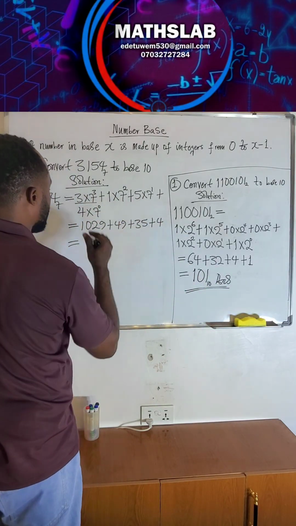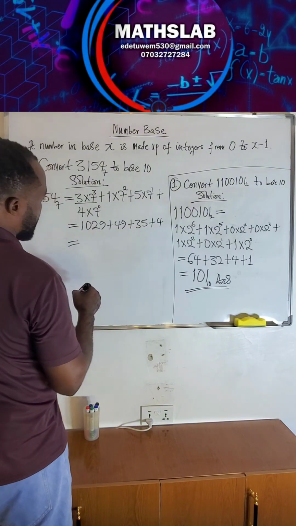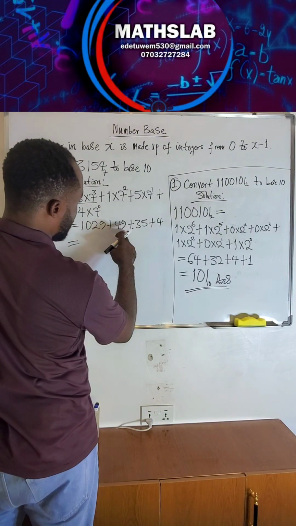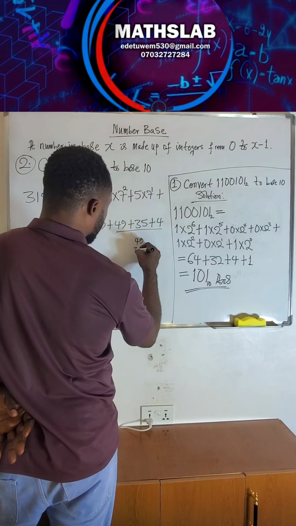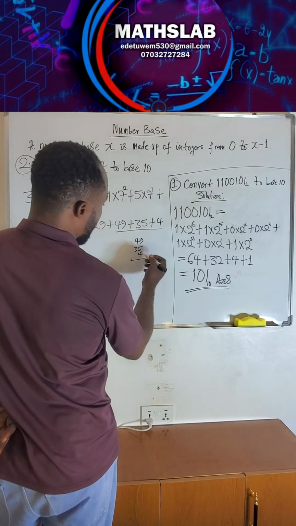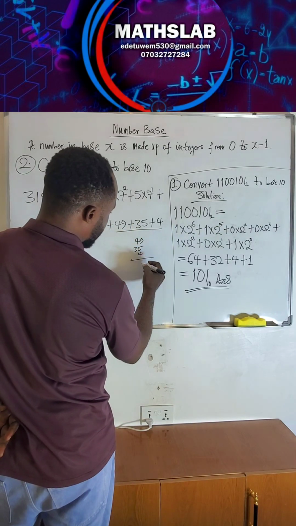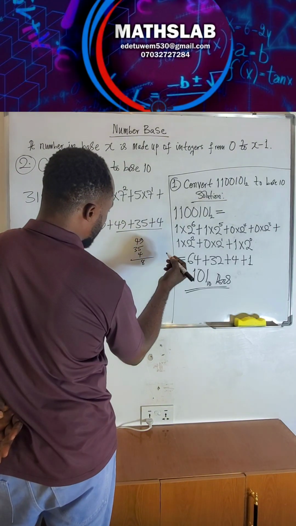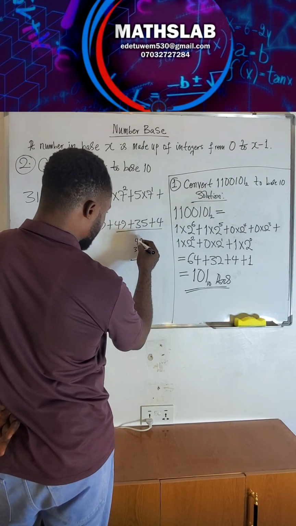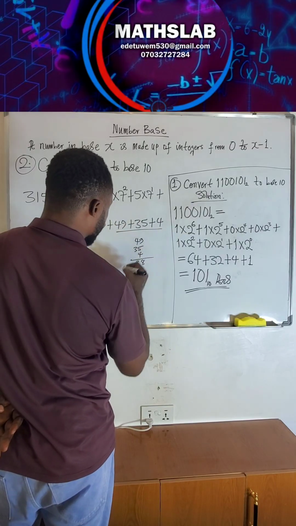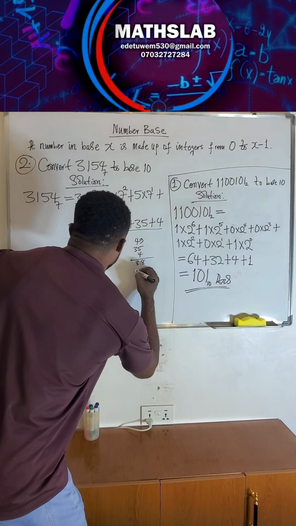If you add this up together, let's add that up. Let's start from here. You have 49 plus 35 plus 4. So this is 9 plus 9, 18. Keep 8, carry 1. And then here is 7 plus the one you carry. That's 8. 88 now.